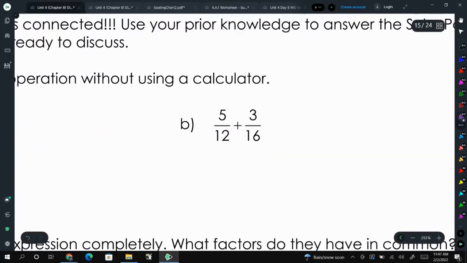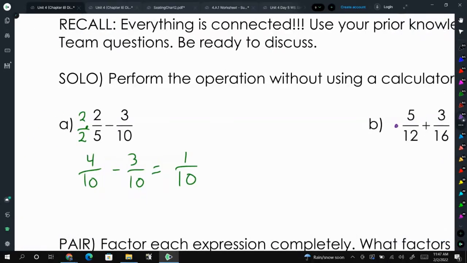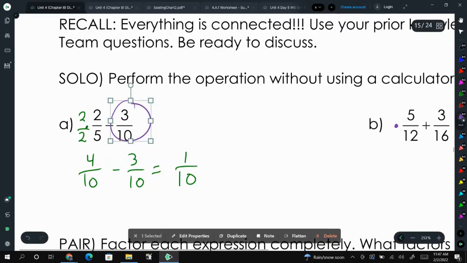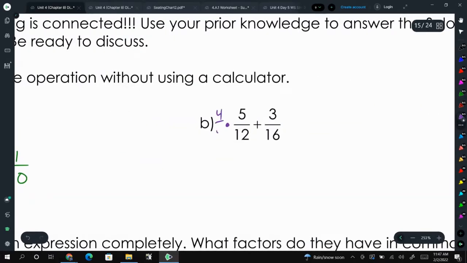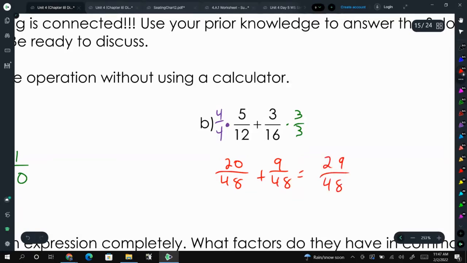Letter B, what we can do here is look at our denominators. We have 12 and we have 16. We can't multiply one of them to get the other like we did here. We multiplied the left fraction by 2 over 2 to get 10, and we didn't do anything with this fraction. We can't do that over here. We got to multiply both fractions by something. So if I multiply by 4 over 4 and 3 over 3, this is going to give us 20 over 48 plus 9 over 48, which is going to be 29 over 48.